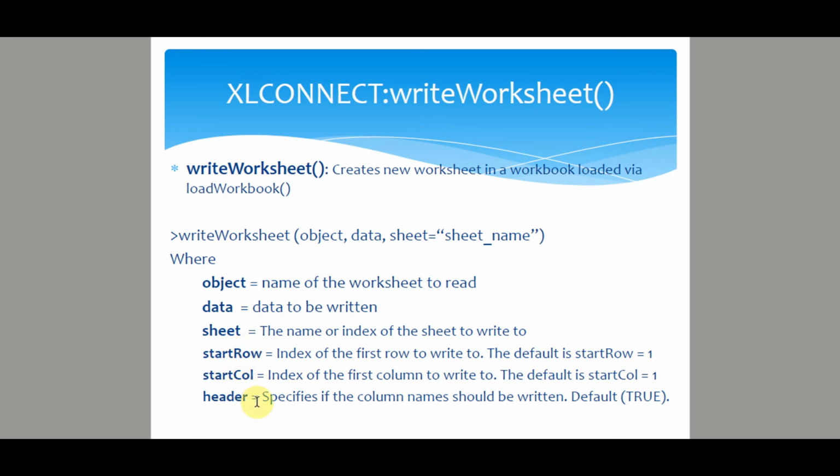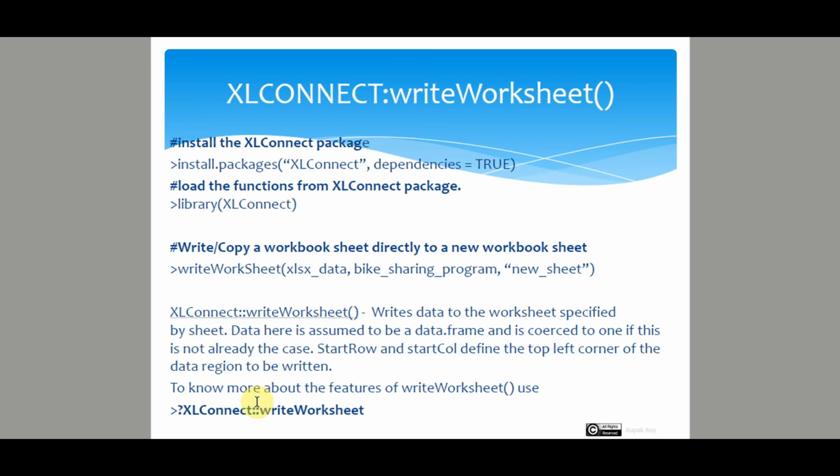Let's understand with the help of an example. writeWorksheet, XLSX data is our workbook, then bike sharing program is the sheet that we will copy and paste to new_sheet. Done, as simple as it looks. So XLConnect writeWorksheet helps to write data to the worksheet specified by the sheet. Data here are assumed to be a data frame and is converted to one if this is not already the case. Then start row and column define the top left corner of the data region to be written.